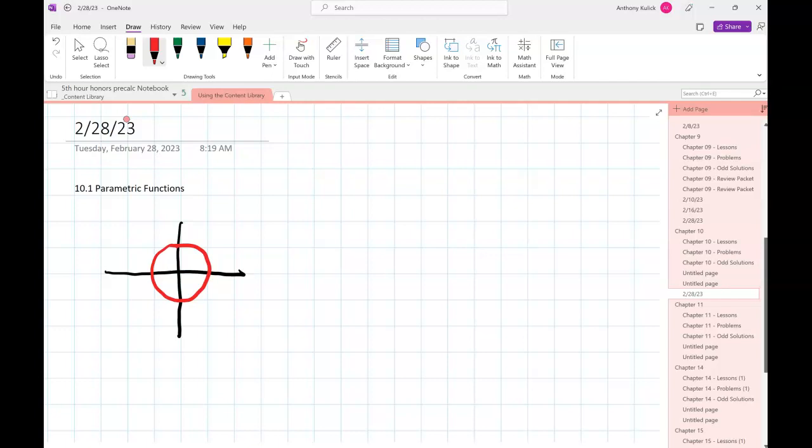So if I look at something like this, is this a function? It's the graph of x squared plus y squared equals 1, a circle. Is that a function? Okay, you guys say no. Why not? Okay, doesn't pass the vertical line test.